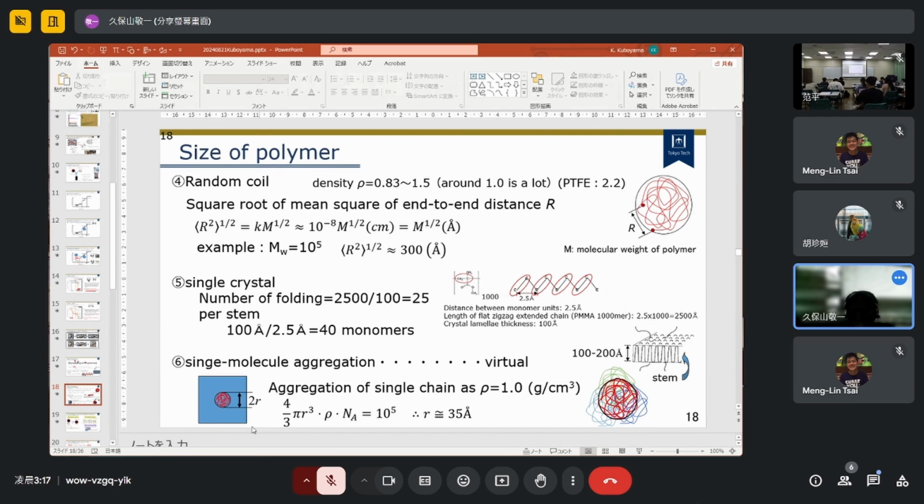So this means that the molecular chain does not exist as an aggregation of each single molecular chain, but the molecular chains overlap each other like this. So I draw the image like this, but actually the other polymer chains overlap each other and form a density of 1.0. That is also an important point.